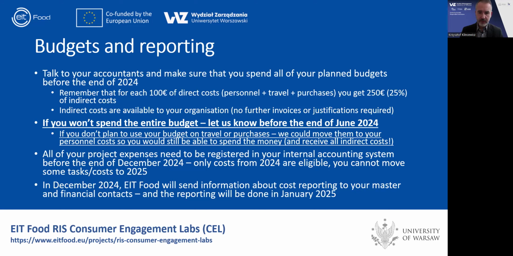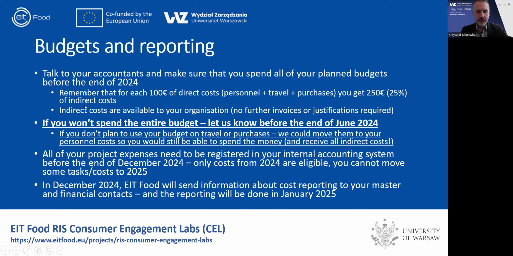Around the middle of the year, we'll have a chance to communicate with you and ask whether you would like to change something in your budget allocations. Maybe if you discover that you need more money for travel, you could still reduce your personal budget, or you can shift money between cost categories. But again, this is something that we would need to do in the middle of the year as part of the annual project amendment.